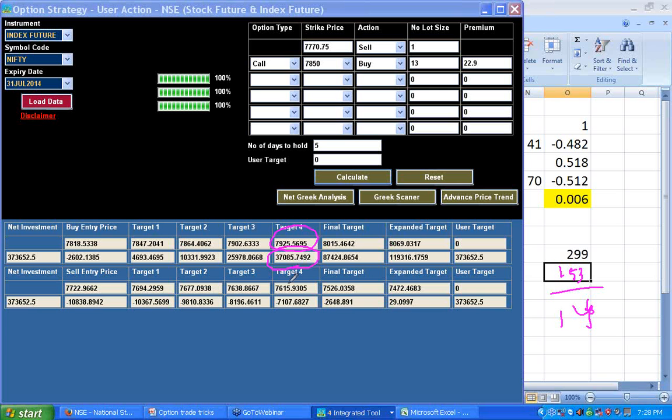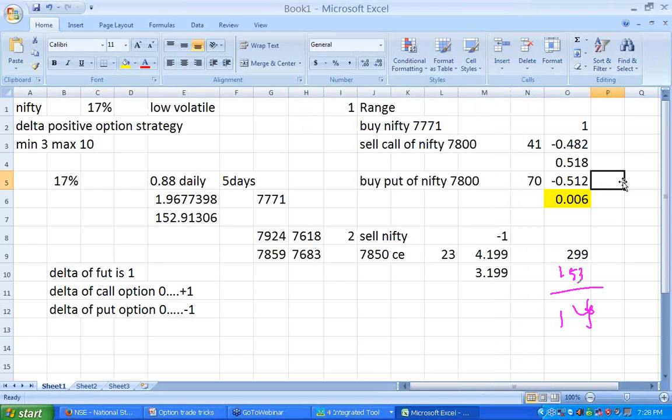If it falls down to 7613 level, I'll be having a liability of 7,107, and my profit will start coming once I cross that 7847 level. Once it reaches there, only then my profit will start increasing. So till that point I will not be making any profit. Once it crosses that, I will be making some profit. And this is how you should form an option delta neutral strategy.